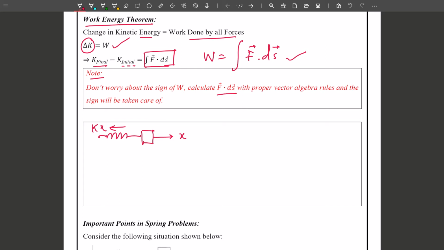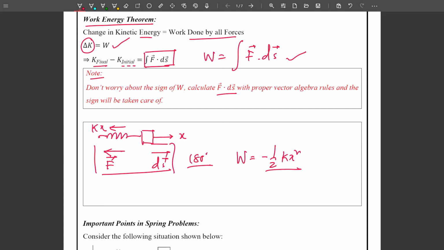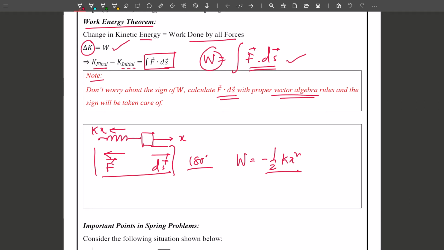So the force here is in this direction and the displacement ds is in this direction, so this makes an angle of 180 degrees. So work done here will be minus half kx square. Just use proper vector algebra rules to calculate the sign of F dot ds. In the upcoming problems, again we will discuss how work done can be calculated with proper sign. This was just an example.